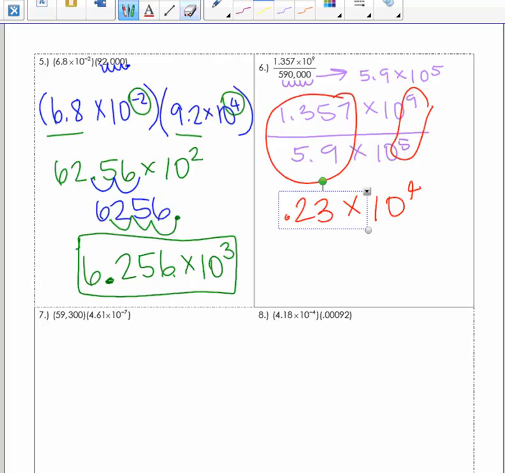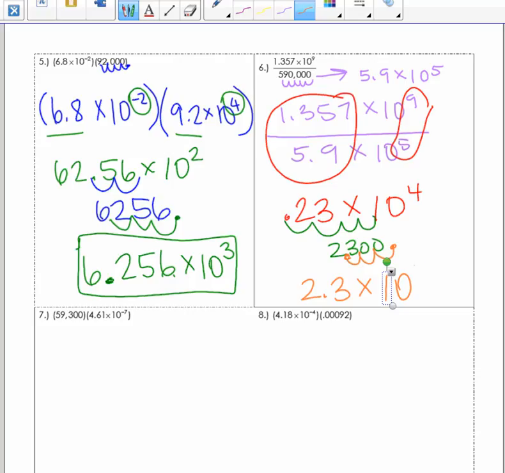So here, I'm just going to make that a little cleaner. We don't have a decimal or a digit in front, so we need to expand that. So that's going to go 1, 2, 3, 4 to 2,300. Your decimal is really here. You bring it back in between the 2 and the 3, and you get 2.3 times 10 to the third.